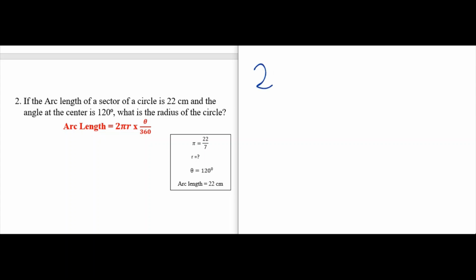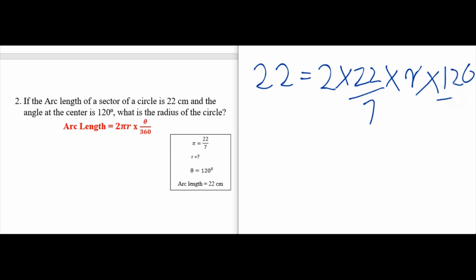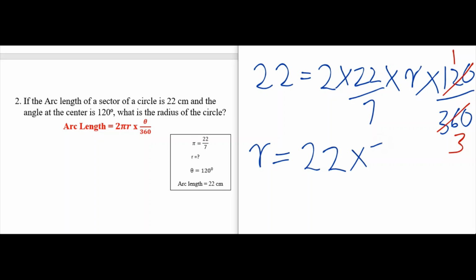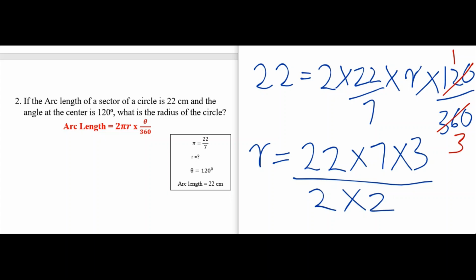Arc length is 22, and it is equal to 2 into 22/7, R is what we don't know, and this is 120/360. I'm going to do the calculation. 120 to 360 is 1/3. Then we have to isolate R. Isolate R, and we can take 22. So we have a 7 to multiply, 3 to multiply, 2 into 22.